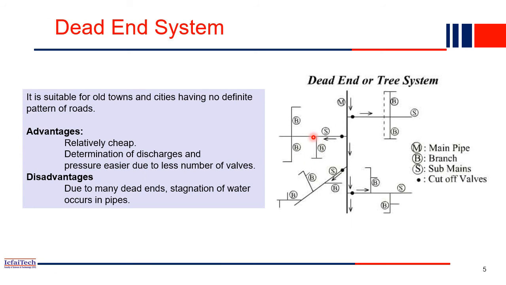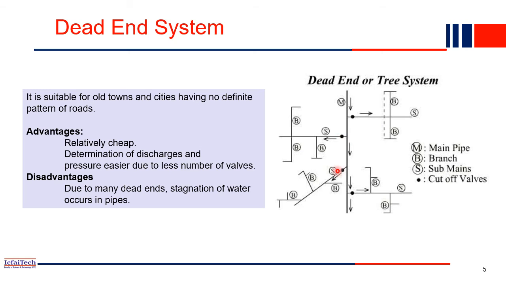Now the disadvantage of the dead end system is that, due to the many dead ends, segregation of water occurs in the pipe, because all ends are dead ends. Because of that, water stagnation will happen inside the pipe, which may again create some problem in the water quality. Otherwise, the dead end system is good, but the problem is that, for example, if any fault happened here, then you have to close the entire segment, so the water won't be distributed to the entire area until the repair is done. So there is no alternative way to distribute the water. That is the problem with the dead end system.